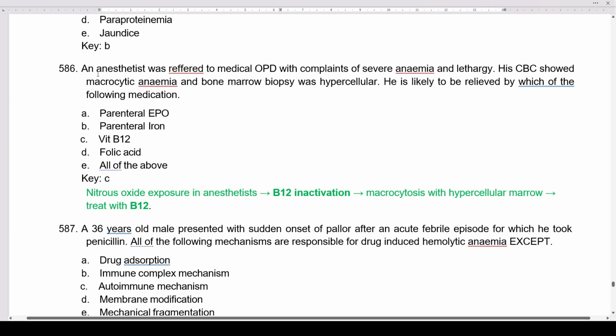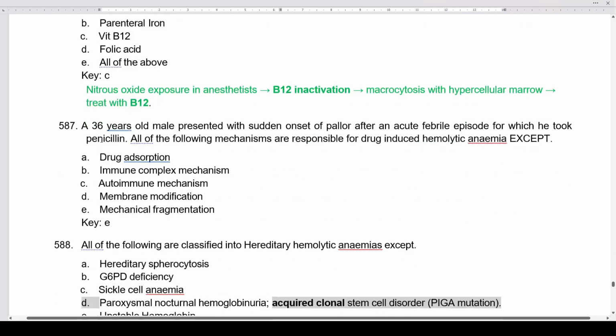Next is, an anesthetist was referred to medical OPD with complaints of severe anemia and lethargy. His CBC showed macrocytic anemia and bone marrow biopsy was hypercellular. He is likely to be relieved by which of the following medications? In operation theaters, there is nitrous oxide. They are exposed to nitrous oxide, and nitrous oxide causes inactivation of vitamin B12. So these people will develop megaloblastic anemia, and there will be macrocytosis with hypercellular marrow. So treat the patients with vitamin B12.